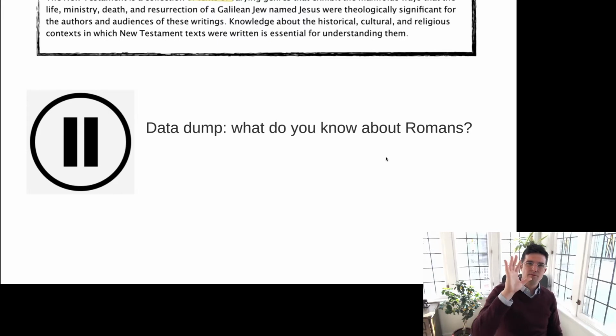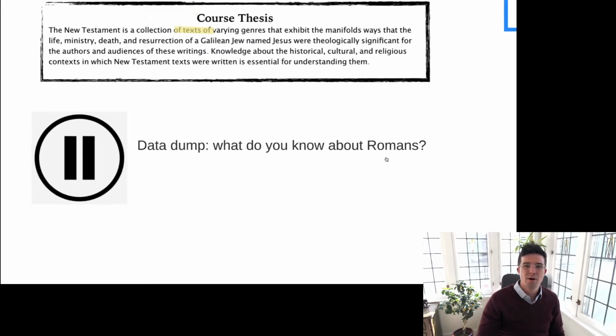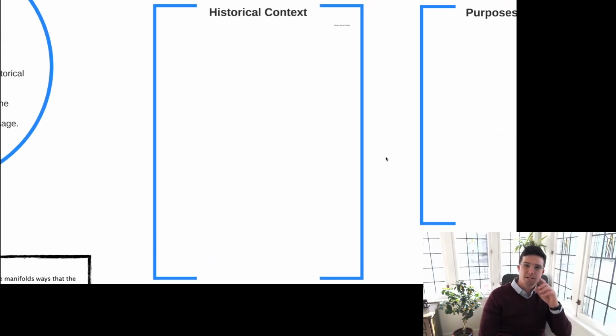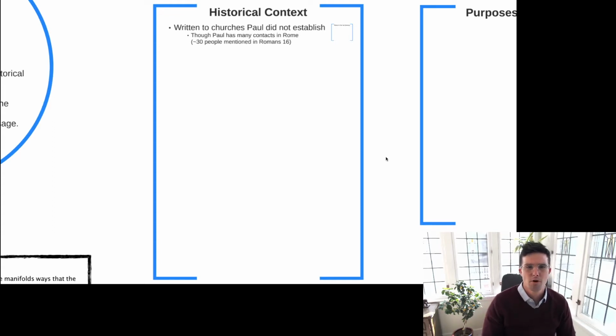All right, so let's move from what you know to what I know and what I'm going to present to you here. We're going to start with the historical context of Romans. And one of the most important things to know about this letter is Paul is writing to churches that he did not found. So unlike Galatians, where Paul did found those churches, and had apostolic authority, Paul is writing to a city that he did not found churches in.